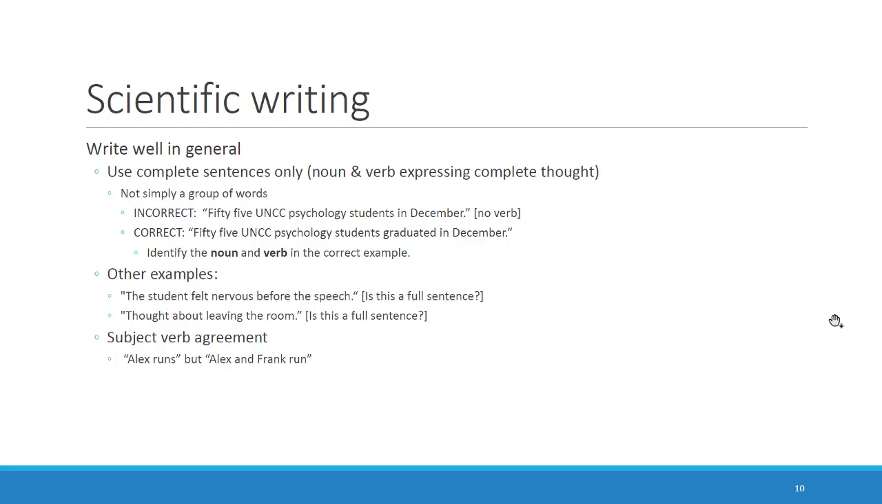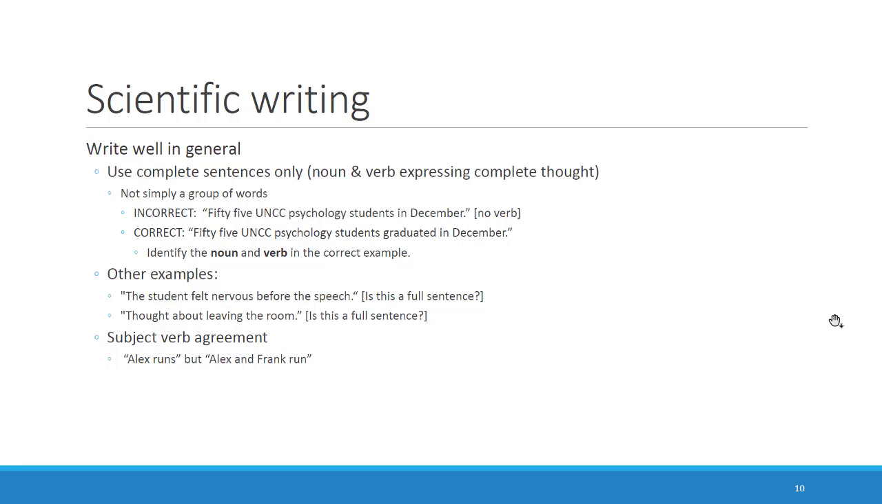You want to have a noun and a verb that are expressing a complete thought within an individual sentence. A sentence is not simply a group of words. For instance, if I were to say 55 UNCC psychology students in December, that would be incorrect because there's no verb. The correct version would be 55 UNCC psychology students graduated in December. So identify the noun and verb in the correct example. The noun is the UNCC psychology students, and the verb is graduated.